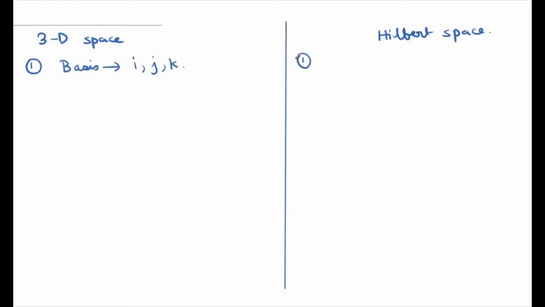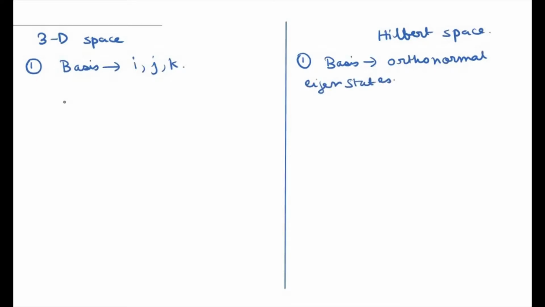In Hilbert space, things are the same because Hilbert space is also a vector space and 3D space is also a vector space. So there are a lot of similarities as far as the mathematics is concerned, but a slight difference in the way we treat them. In Hilbert space, we have the basis as the orthonormal eigenstates of an observable operator.